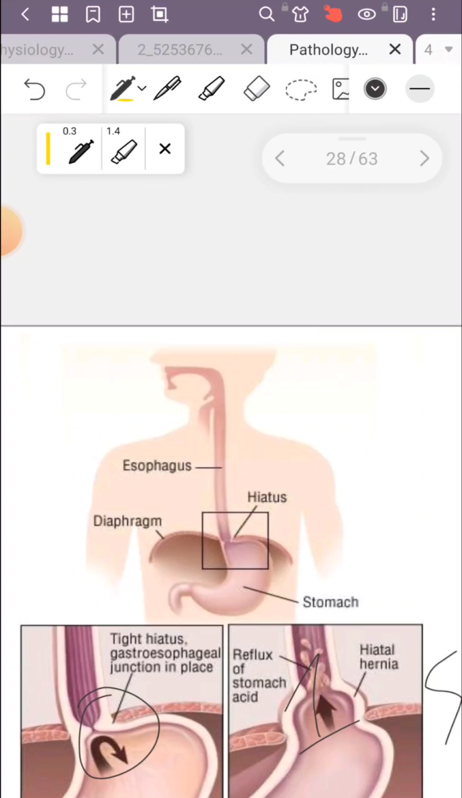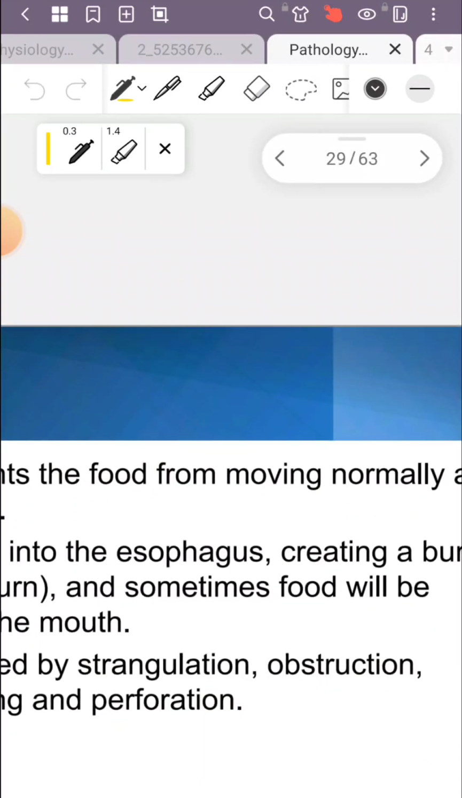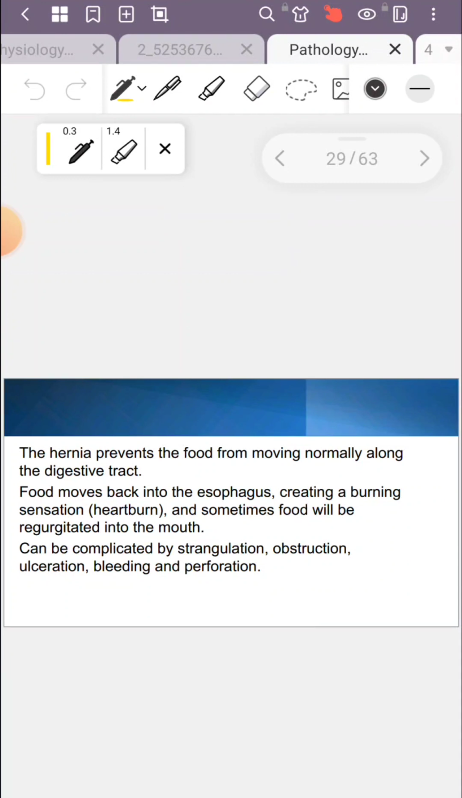This tightness results from inflammation and irritation, and it prevents food from moving normally along the digestive tract. These patients get halitosis, bad odor from the breath. Creating a burning sensation, sometimes a burning sensation, the most important thing. Sometimes food will regurgitate into the mouth.